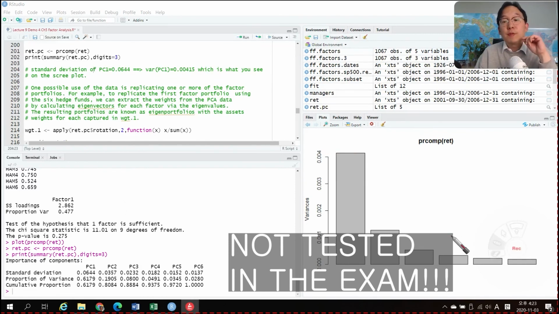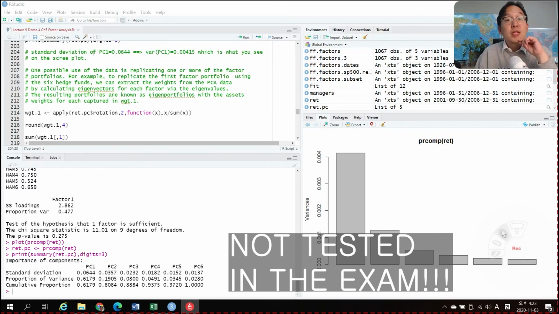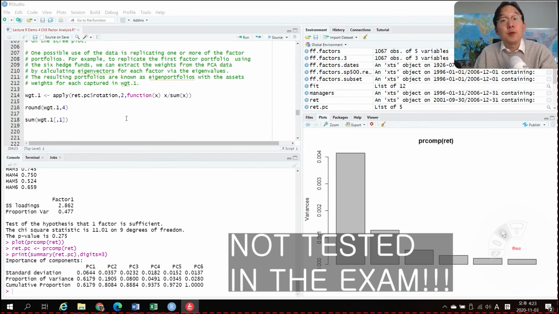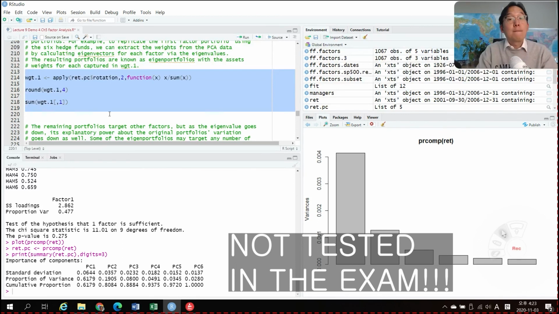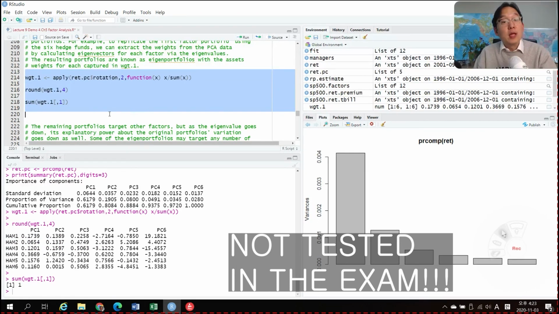One possible use of the data is replicating one or more of the factor portfolios. For example, to replicate the first factor portfolio using the 6 hedge funds, we can extract the weights from the PCA data by calculating eigenvectors for each factor via the eigenvalues. The resulting portfolios are known as eigenportfolios, with the asset weights for each captured in weight 1. So if we do that, yeah, all right, the weights sum up to be 1.